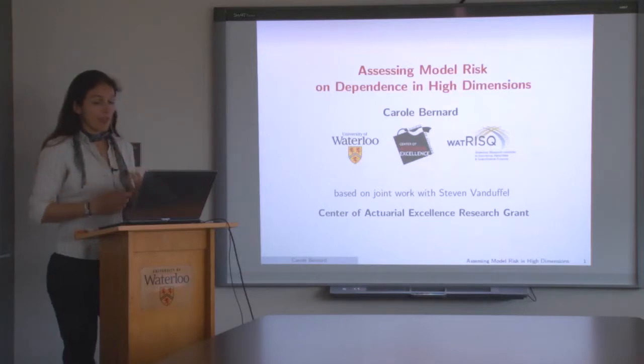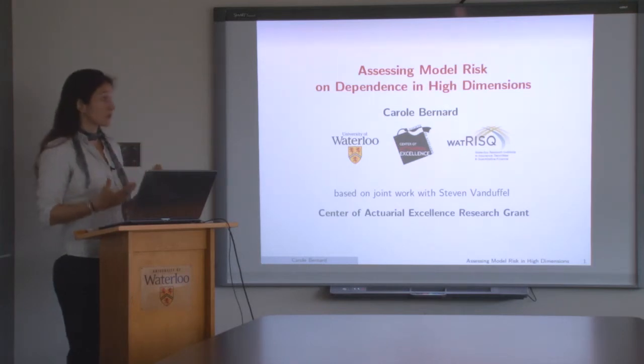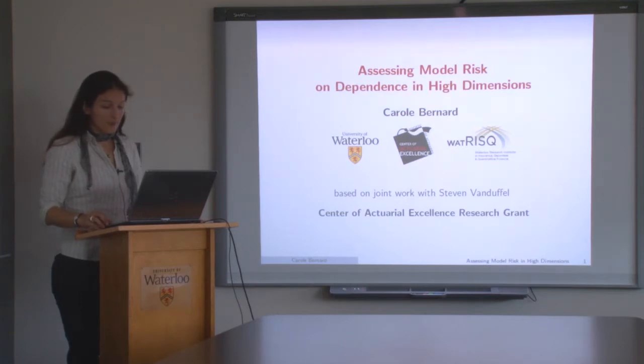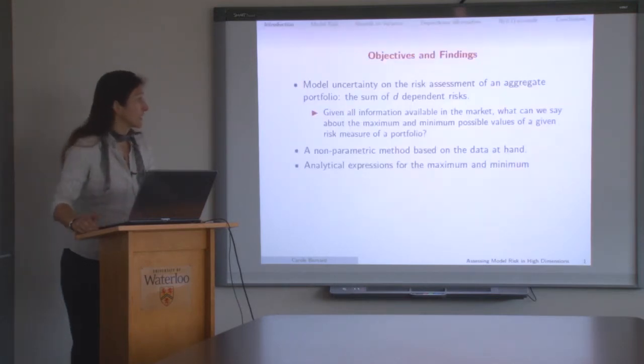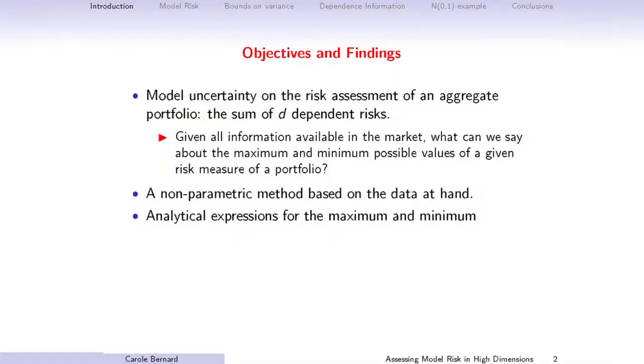You can think of it as you have D-dependent risks, and you want to assess the risk of the aggregate risks. And regulators all around the world recognize that it's hard to aggregate risks, and there's a lot of model risk when it comes to modeling dependence. So specifically, we propose a model and a method to model uncertainty on the risk assessment of an aggregate portfolio.